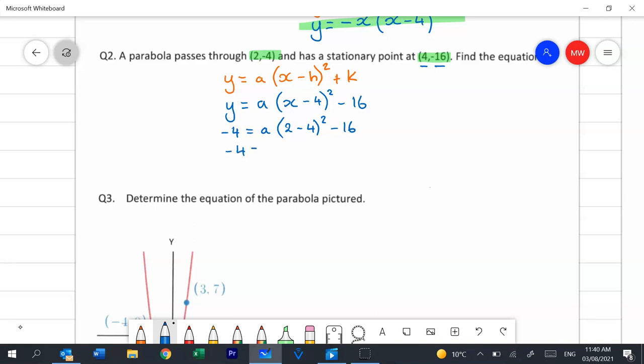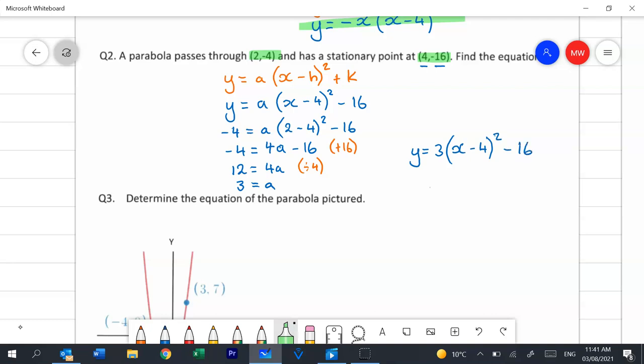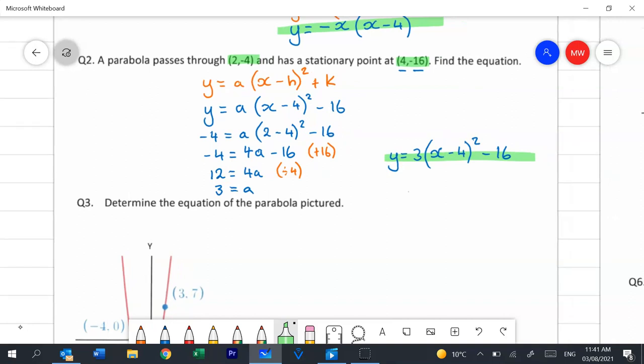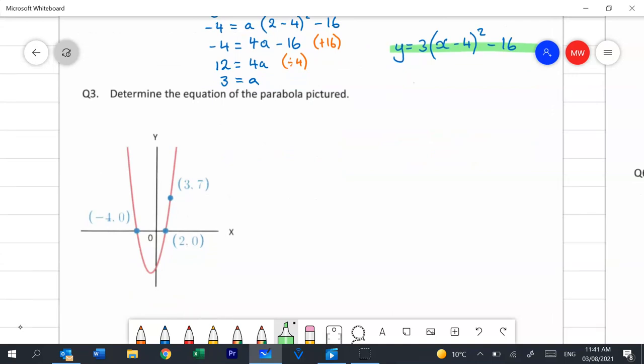If we simplify that, we've got a multiplied by 2 minus 4 is minus 2, and minus 2 squared is 4. Balance method. Add 16 to both sides. Now we've got positive 12 equals 4a. Divide by 4 on both sides, and a is 3. Now we just need to write out our equation. So we've got y equals 3 outside of (x minus 4) all squared minus 16. There's no obligation to move it into expanded form. The question doesn't ask you to. So you can leave the equation in turning point form. There's no problem. Alrighty, moving on to question 3.